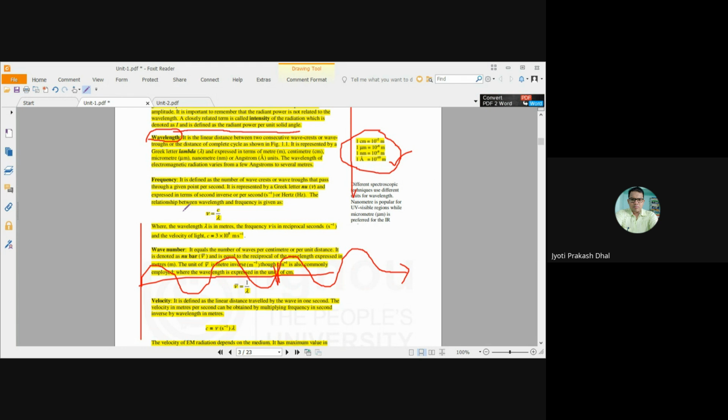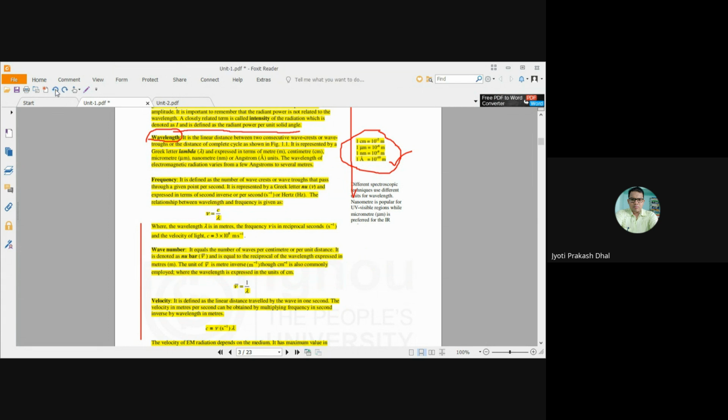Its unit is per second, that is second inverse, which is called hertz. As frequency is inversely proportional to wavelength, frequency nu equals some constant divided by wavelength, and that constant is the velocity of light, called c. So nu equals c by lambda, where c is a constant called the velocity of light, and its value is 3 into 10 to the power 8 meter per second.